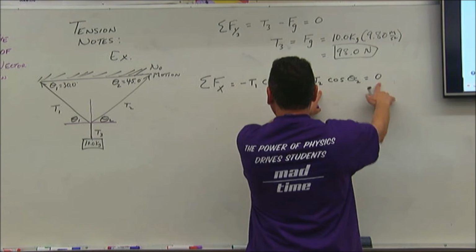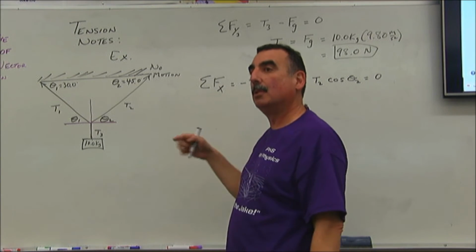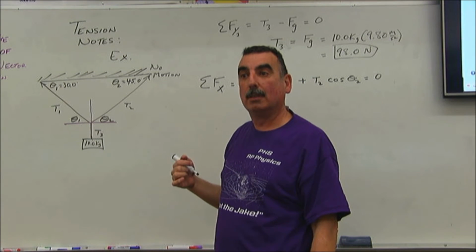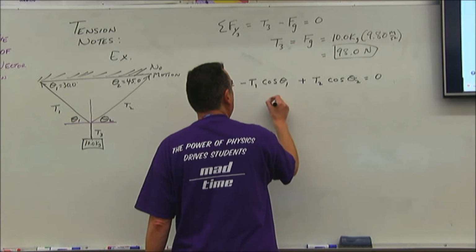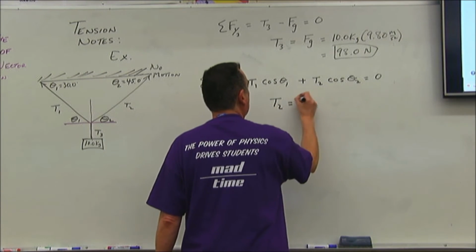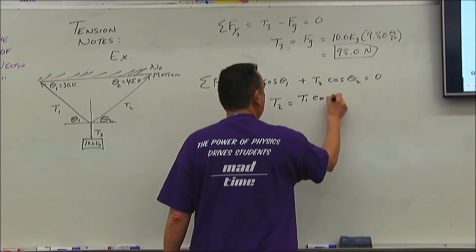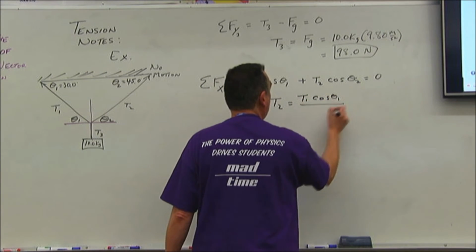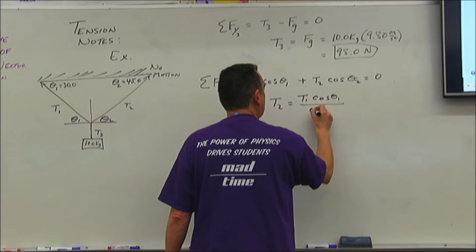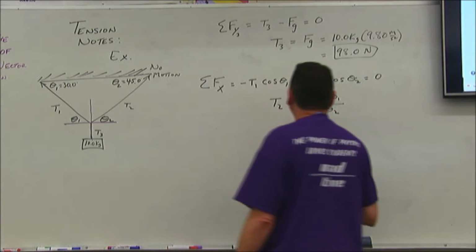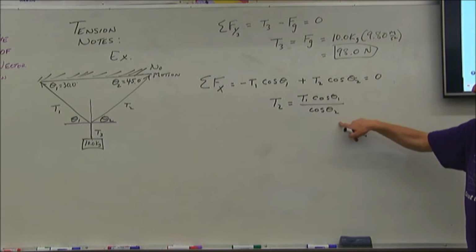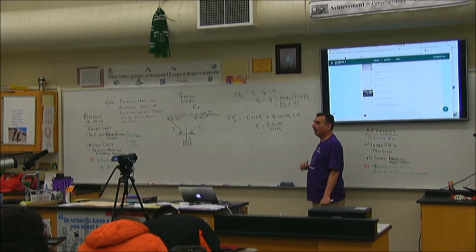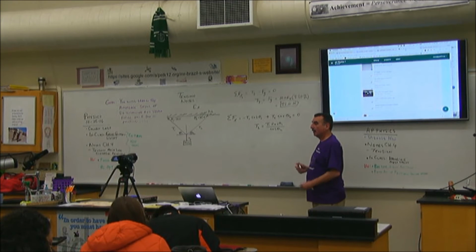I'm going to solve for T2. I can use this in a substitution for the y direction. I'll explain that in a second. So T2 equals T1 cosine theta 1 over cosine theta 2. So I move this one over and divide by cosine. Good?